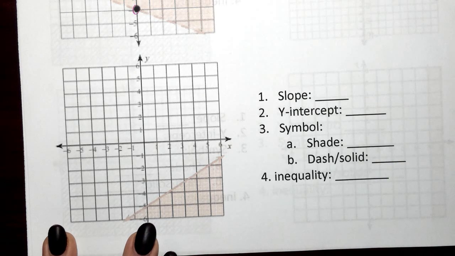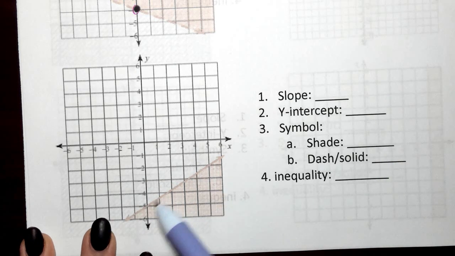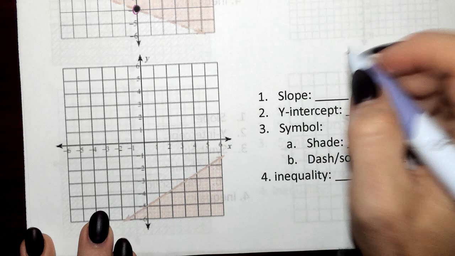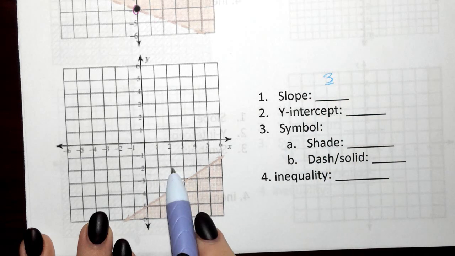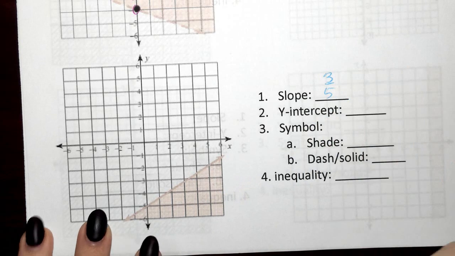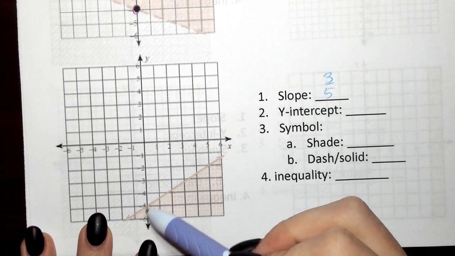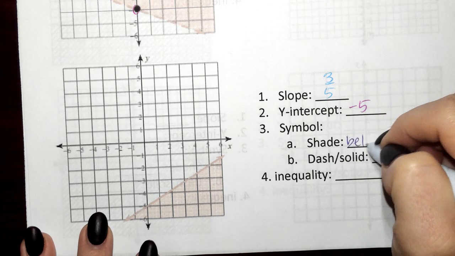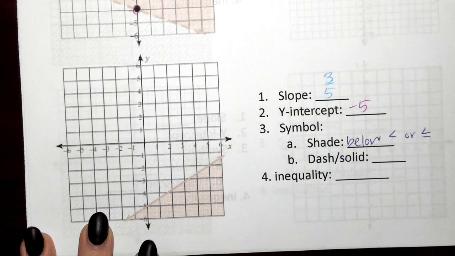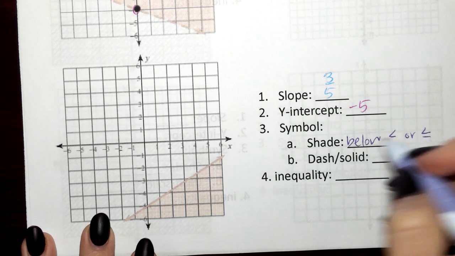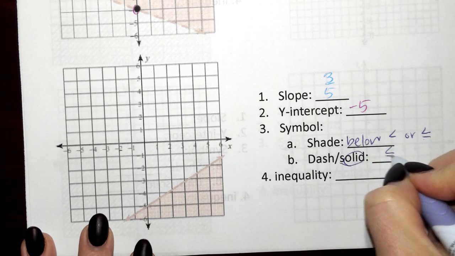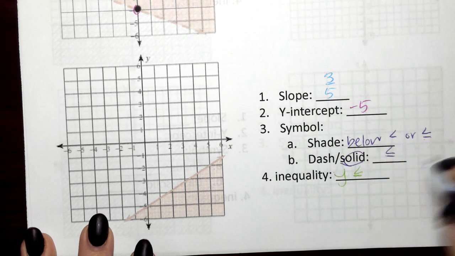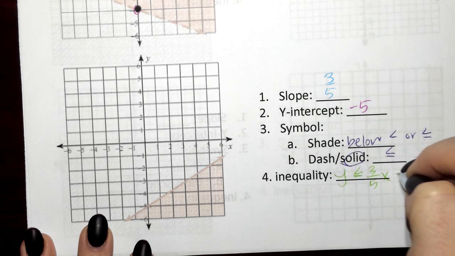So another example would be this one right here. We know we got a positive slope. So we would say that is probably 1, 2, 3 over 1, 2, 3, 4, 5. 3 over 5. My y-intercept is right here at negative 5. My shade is below, so this time it's going to be less than or equal to. My line is solid, so it is going to be the less than or equal to. So this would look like y is less than or equal to 3 over 5x minus 5.